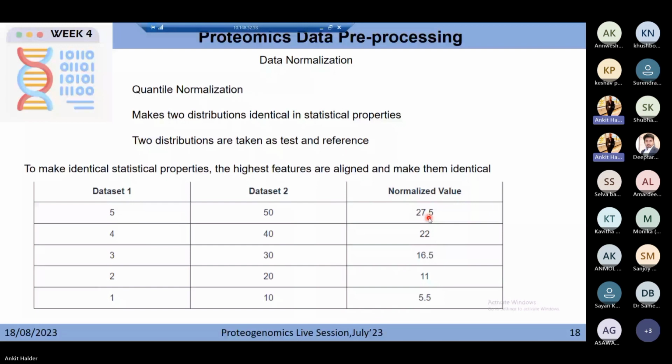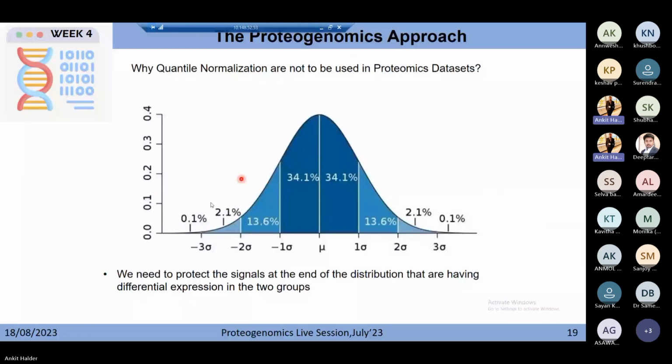So that's why quantile normalization is not used here, but in your RNA-seq data or microarray data, quantile normalization works well and is used, because there is a fixed reference range within which gene expression is measured. So it takes your true distribution as a test and a reference, and tries to make it identical in its statistical properties. So, as I mentioned, we need to protect our signals at the end of the distribution.